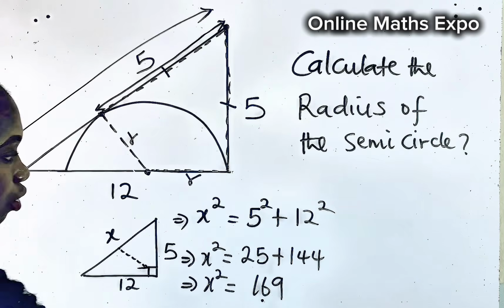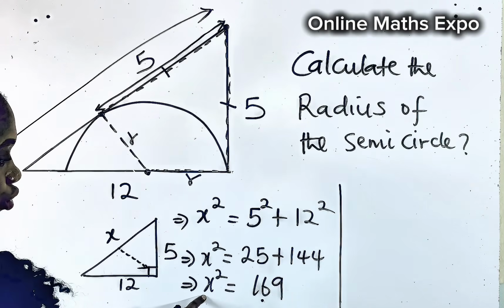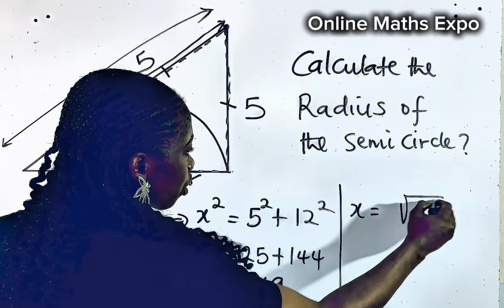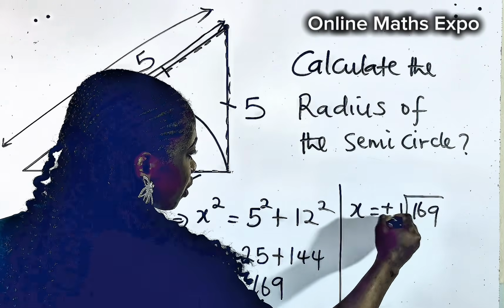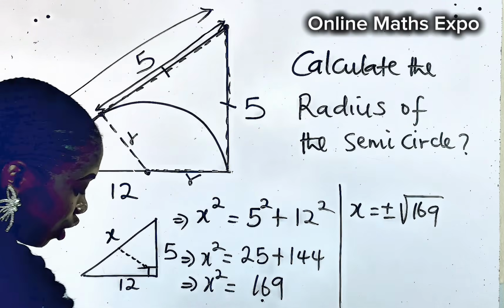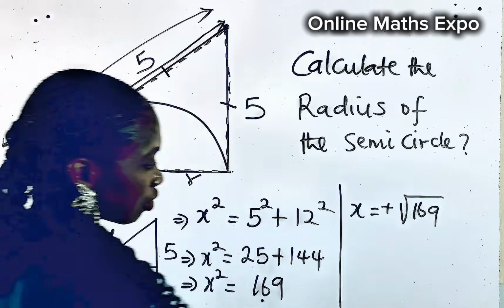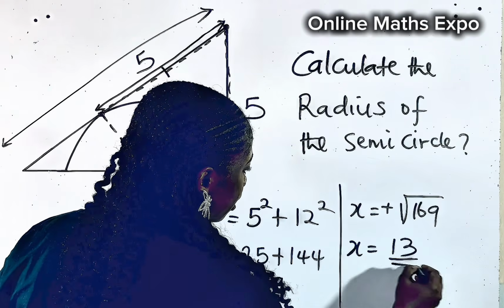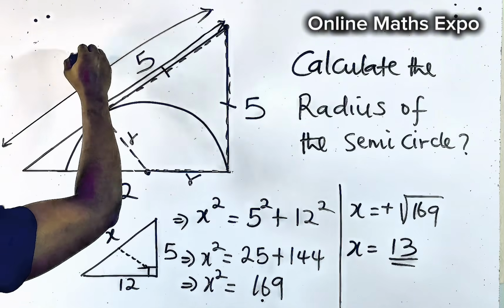So to get the value of x, what do you do? To remove this square, you square root. So x will be the square root of 169, both the positive and negative value. But because you are working with size, we are only going to concentrate on the positive square root. So x is going to give us, the square root of this is 13. So this total length is 13.